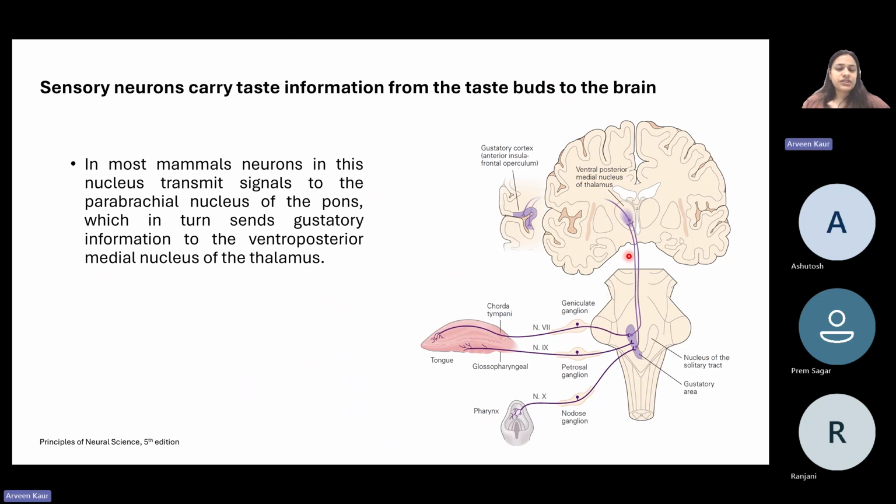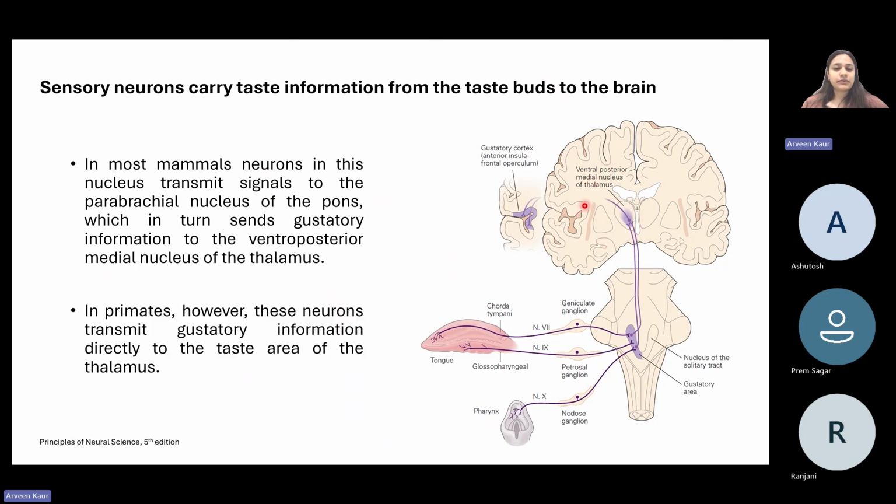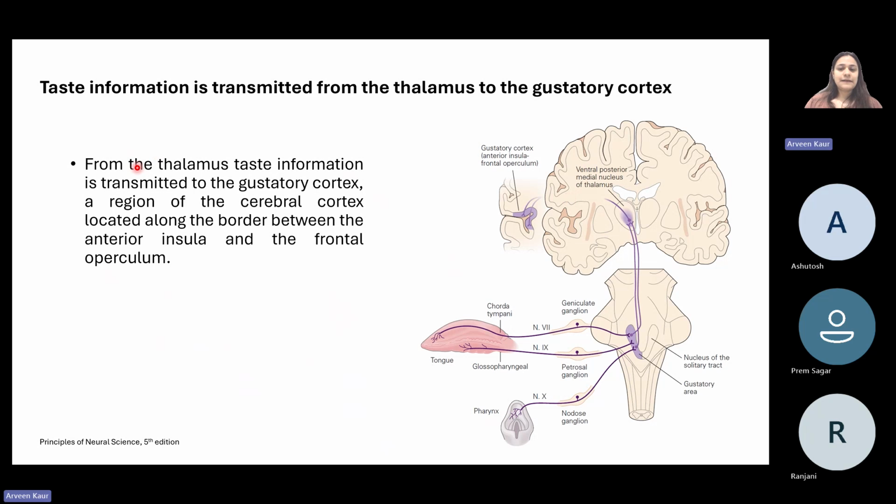which in turn sends gustatory information to the ventroposterior medial nucleus of the thalamus. In primates, however, these neurons transmit gustatory information directly to the taste area of the thalamus. From the thalamus, taste information is transmitted to the gustatory cortex.